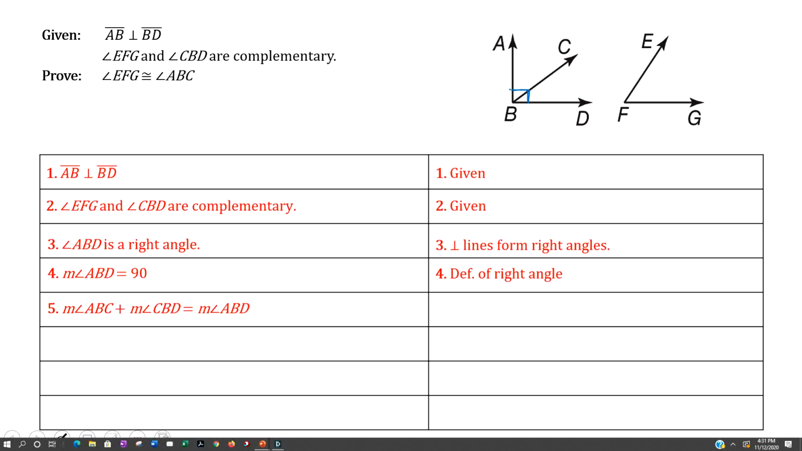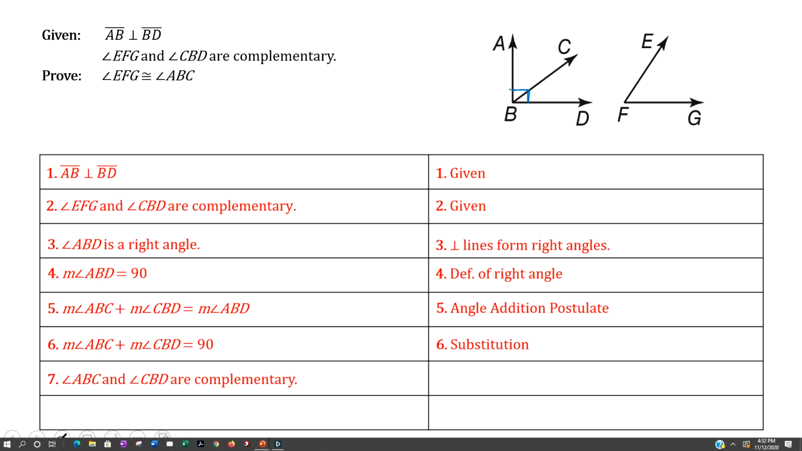Then we're able to say ABC plus CBD equals ABD, because again, that's the angle addition postulate. We know that two angles that share a common side can add up to the bigger angle. From there, we're able to say that the measure of ABC plus the measure of CBD equals 90 degrees. That's just substitution. We've substituted out the measure of angle ABD.